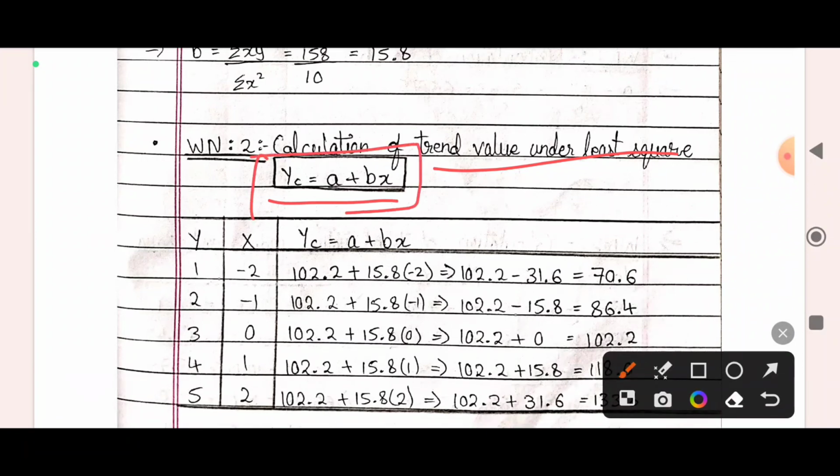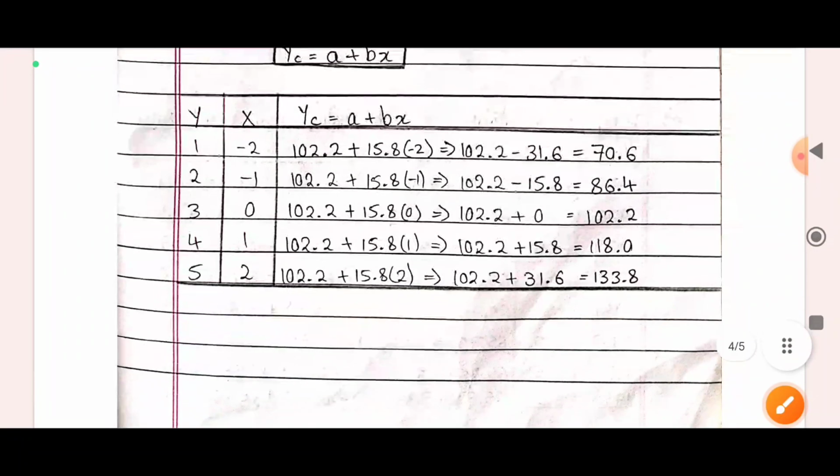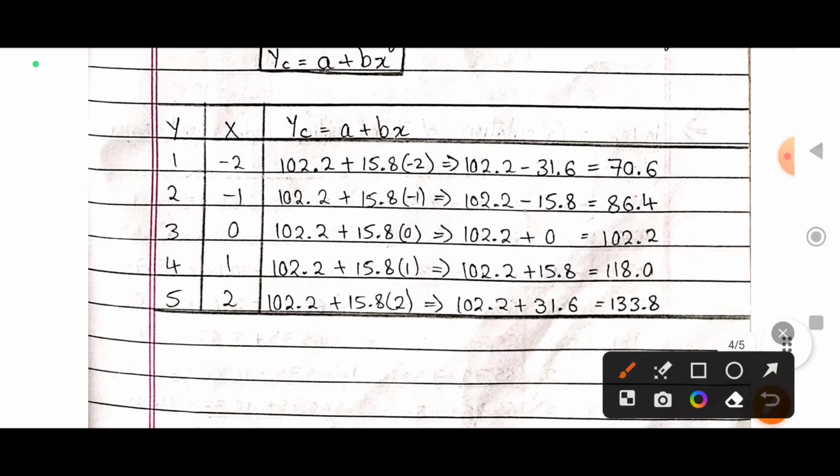See, write it highlighted like this, it is there in the exam. Okay, Yc is equal to A plus BX. So just write here Y, that is years, and X values for years 1, 2, 3, 4, 5: the X values are minus 2, minus 1, 0, 1, 2, with the third year as 0. Now substitute the values for getting the trend value Yc equal to A plus BX.